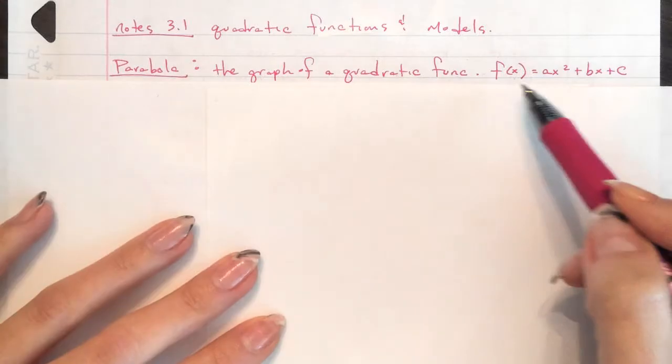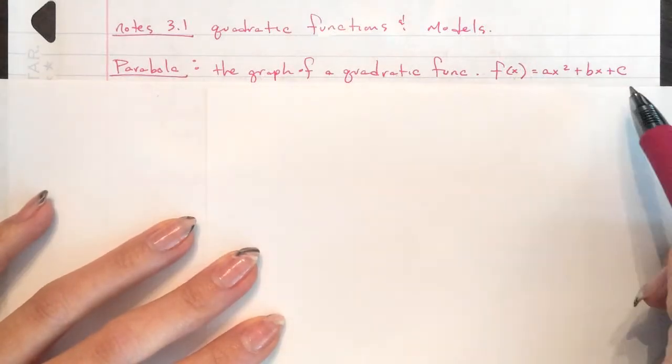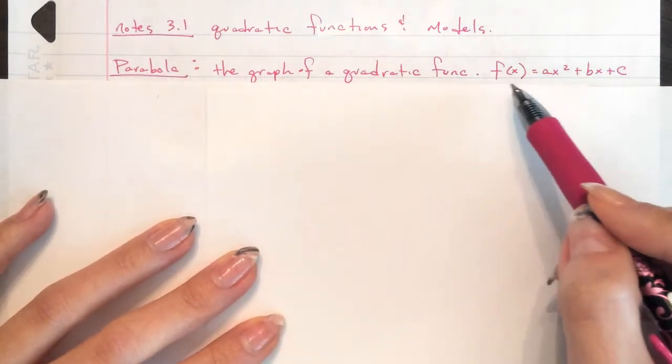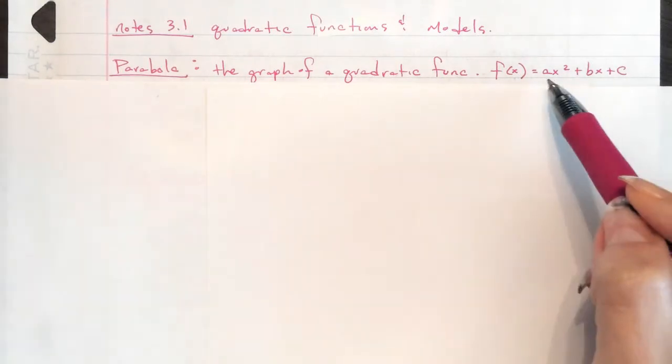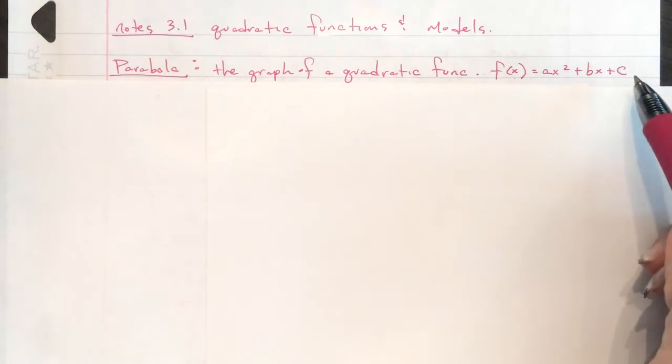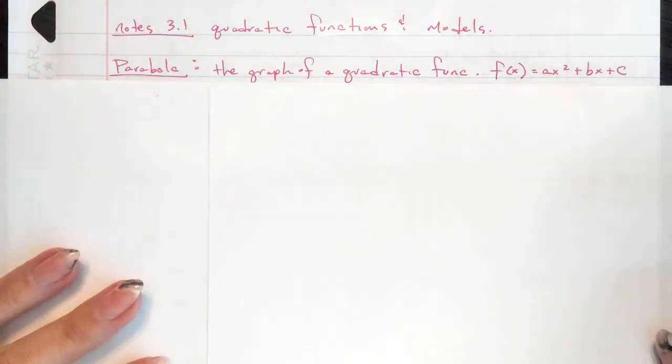And I used this form. There are different forms for quadratic functions, but this is f of x equals ax squared plus bx plus c. So we usually see it in this form, right? Like 5x squared plus 2x minus 1 or whatever. So that is a quadratic function.